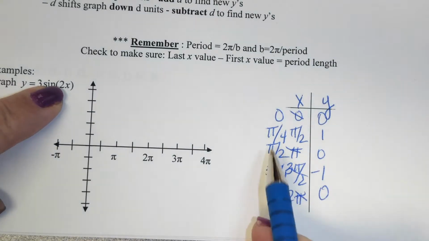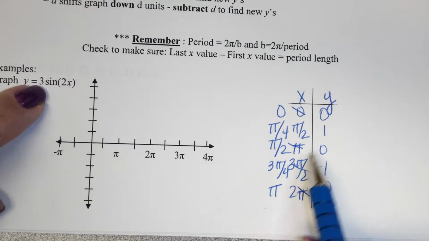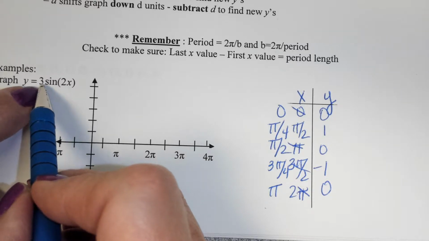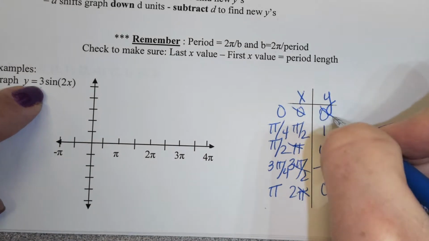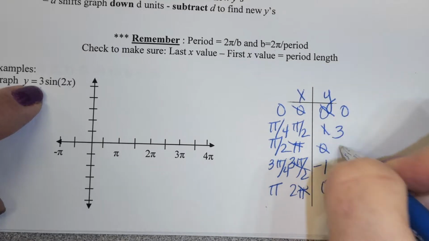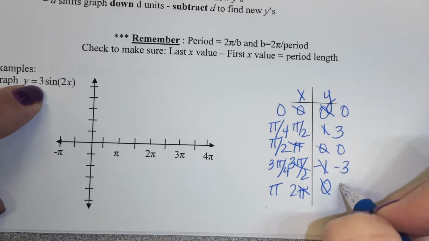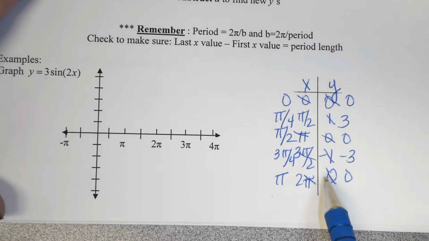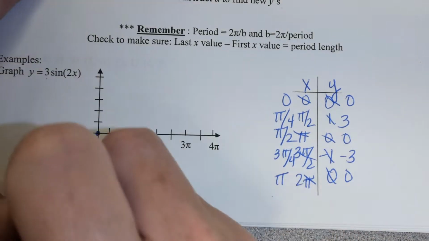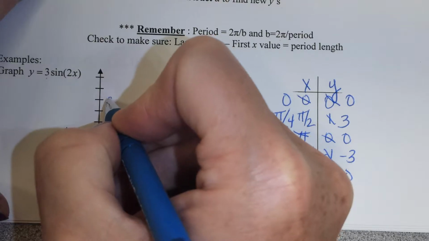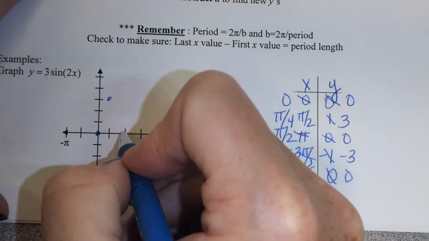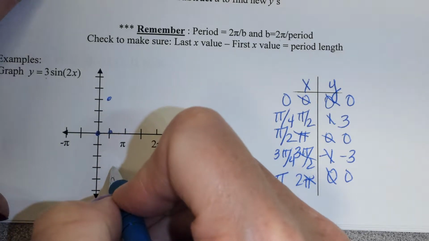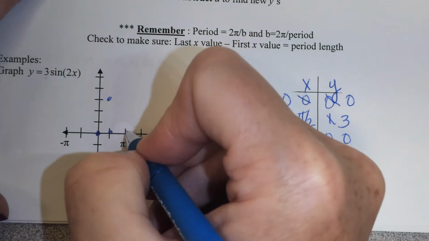So those are going to be my new x values. For my y values, they're all going to get vertically stretched by 3. So that means I have to take my y's and multiply them all by 3. And these would now be my key points that I graph. So at 0, I'm at 0. Pi over 4 is 3. Pi over 2 is 0. 3 pi over 4 is negative 3. And pi is 0.